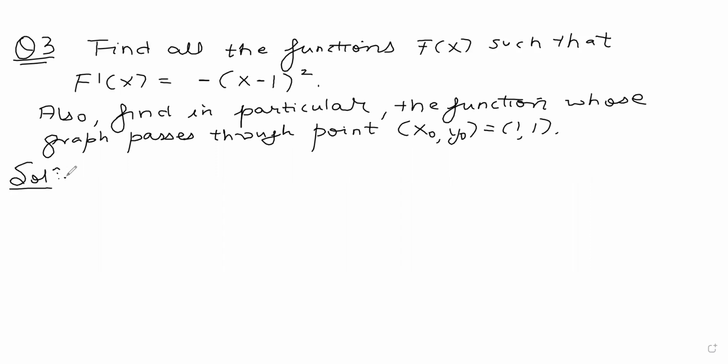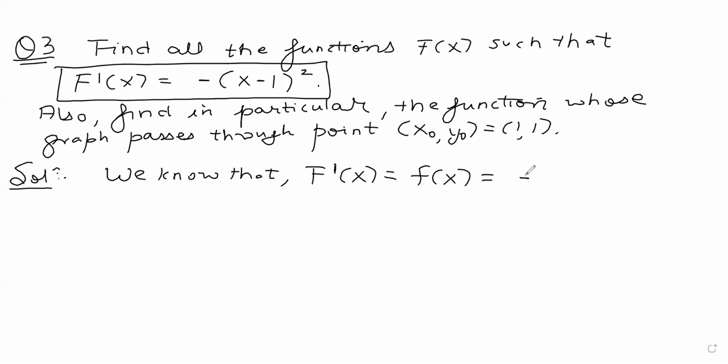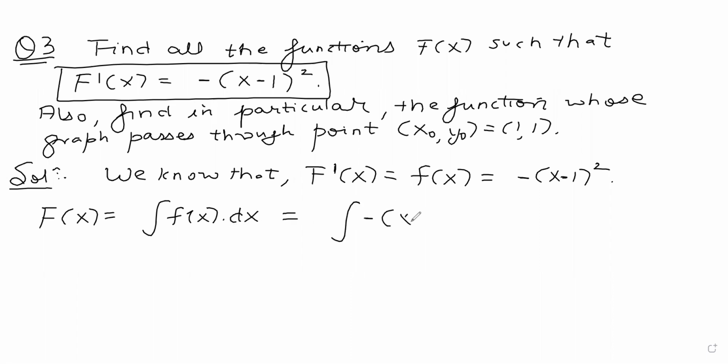So we need to find all the functions capital F of x such that if you differentiate capital F of x, you get minus (x minus 1) square. And the question asks us to also find in particular the function whose graph passes through (1, 1). Now, what are we given, guys? We know that capital F dash x, the derivative, is nothing but small f of x, which is given to us in the question as minus (x minus 1) square. Now, how will I find capital F of x? It will be integral of small f of x dx, which will be integral of minus (x minus 1) square dx.